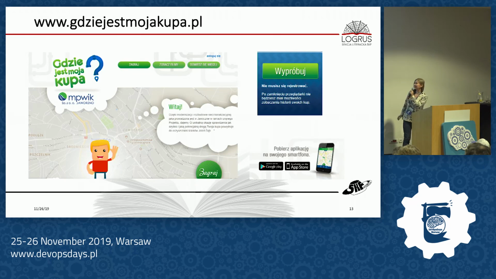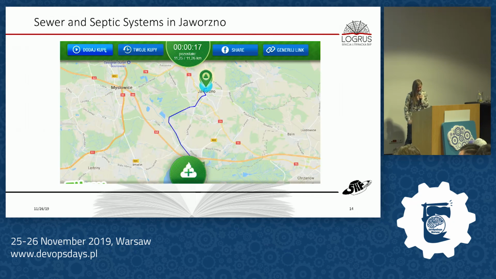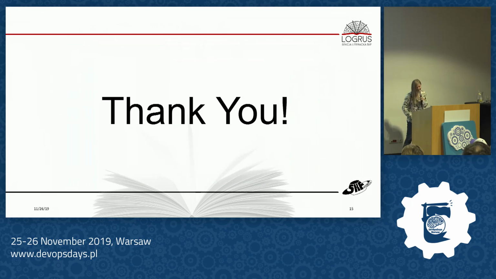And the final one. It's difficult to translate. This is a real mobile application. Where is my sheet? in English. What is it for? It is to promote the sewer and septic system in Jaworzno city. So it's working in only this one city, and you can share your result on Facebook. Thank you.